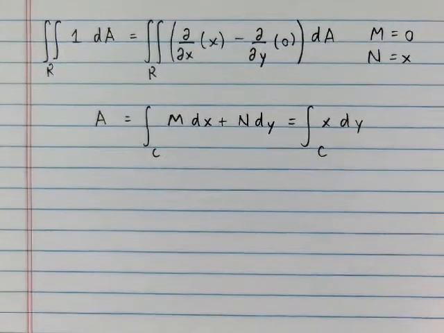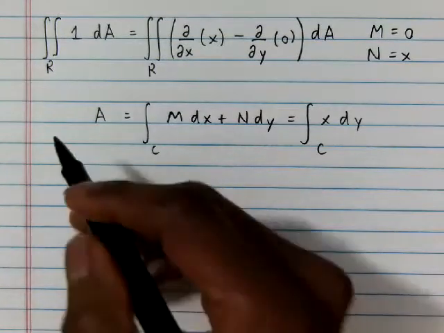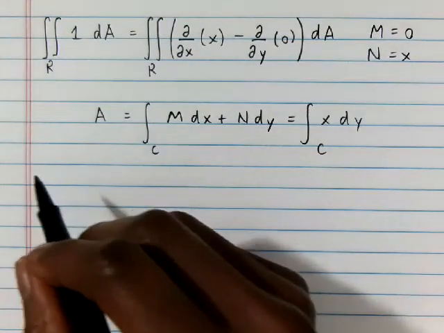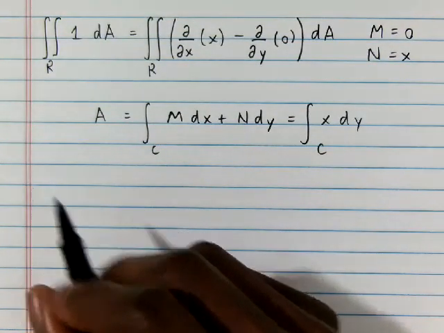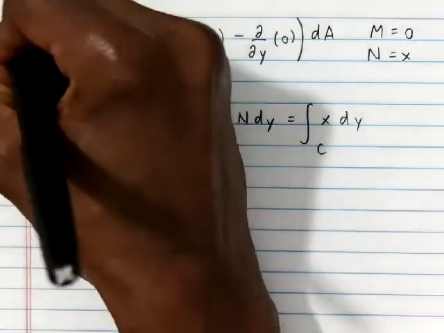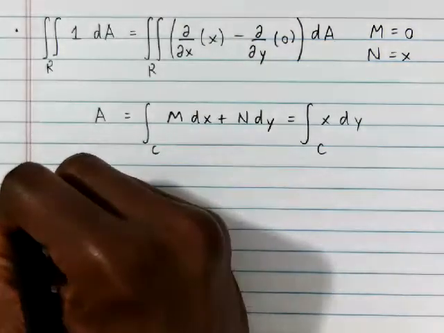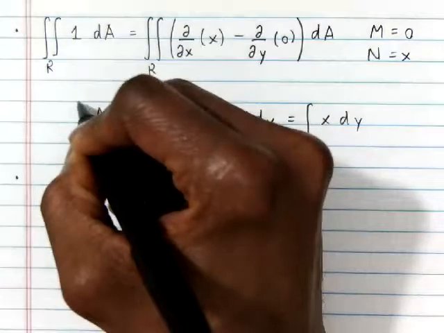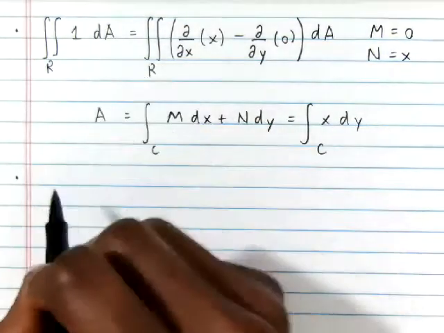So let me give you 2 more formulas and then we'll look at some examples of this a little bit later. So this is one of those formulas. Another one. So let's just put a box around this.